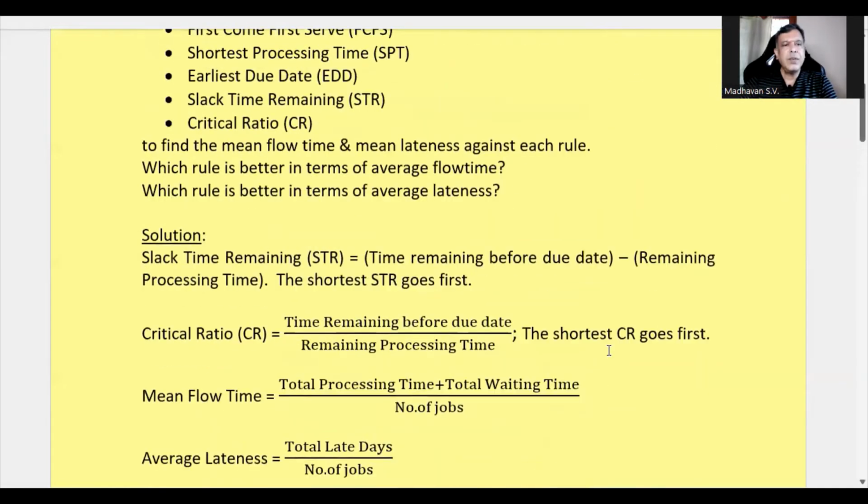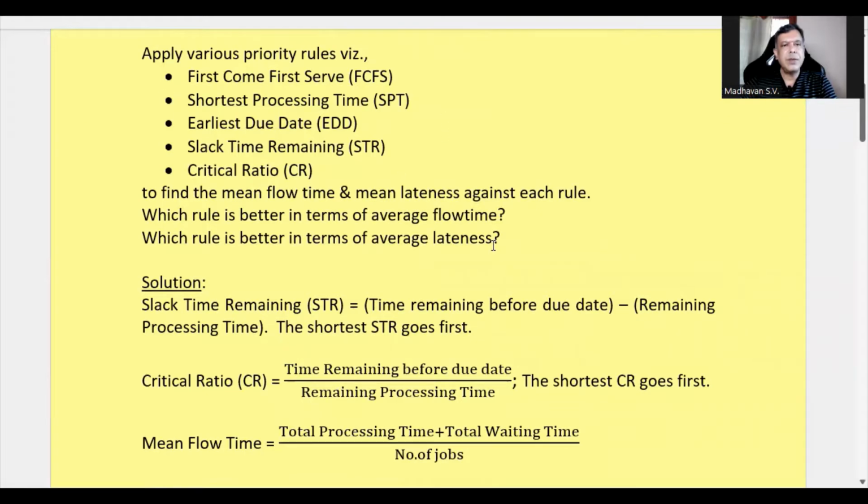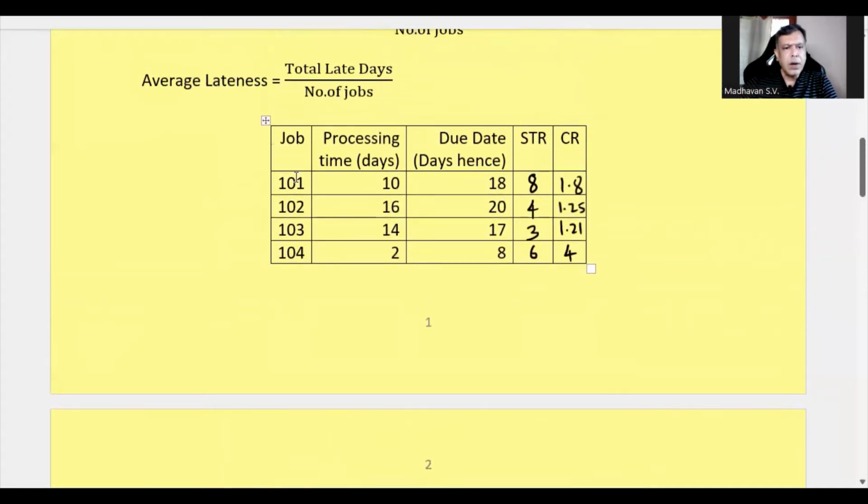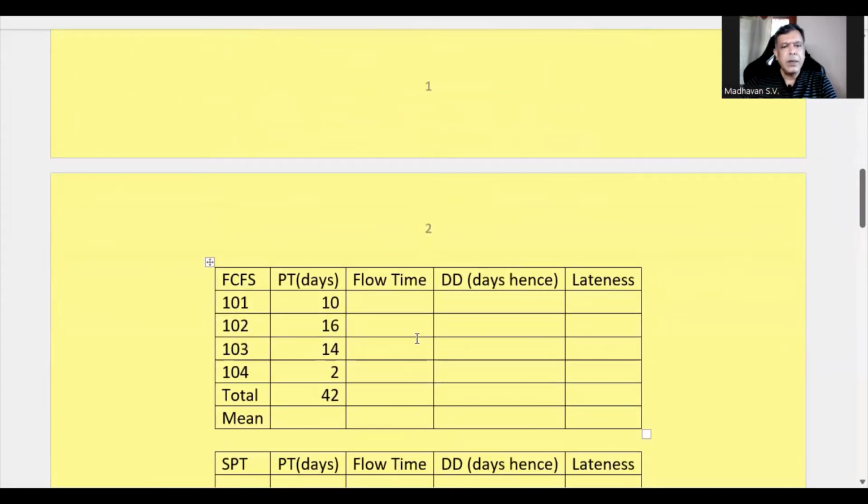Now, let us proceed with all these priority rules. First is first come, first serve, meaning the same order in which the jobs came. Now, flow time is nothing but the processing time plus waiting time. For the first job, there is no waiting time, so we can straight away write 10. For the second job, it waits for the first 10 days and then starts processing. That means we have to consider the cumulative time, that is 10 plus 16, which is 26. Similarly, for the next, it is 26 plus 14, which is 40. Then 40 plus 2, which is 42.